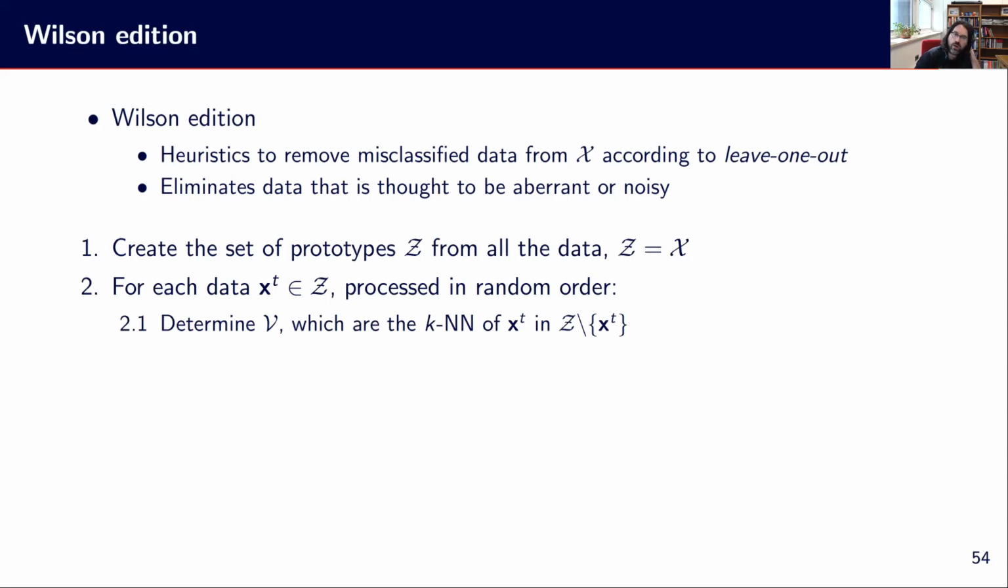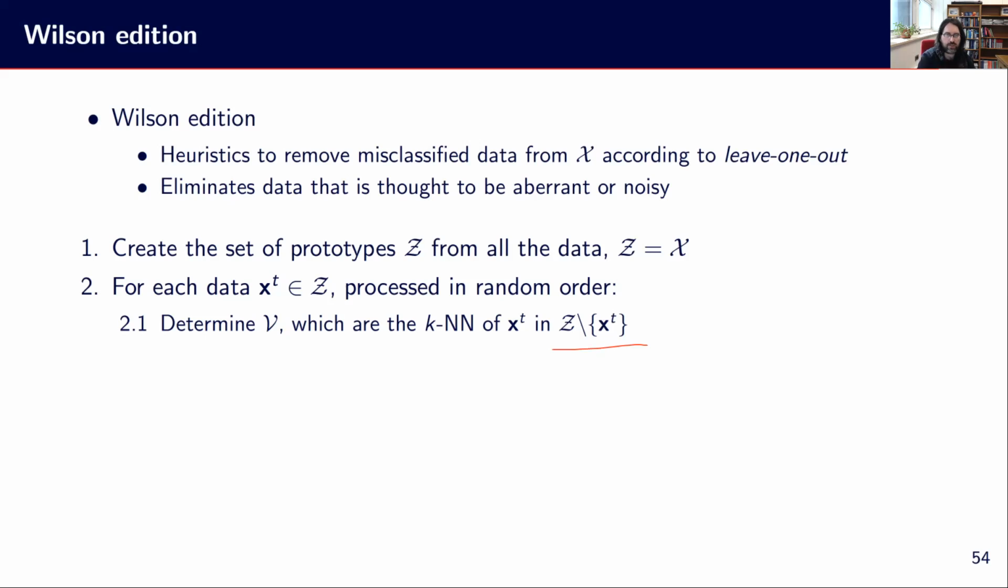So we are looking at the k nearest. Here, contrary to Hart, where we are using the nearest neighbor, with Wilson we are using the k nearest neighbors of xt in the dataset Z minus xt itself. So we are using a leave one out approach.